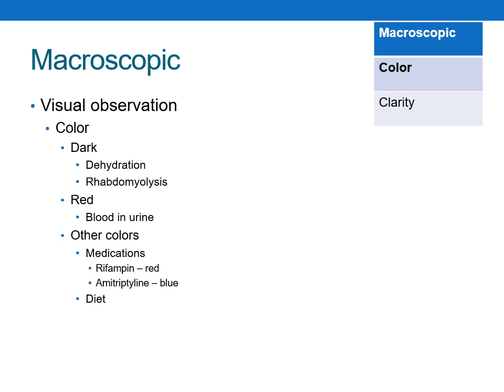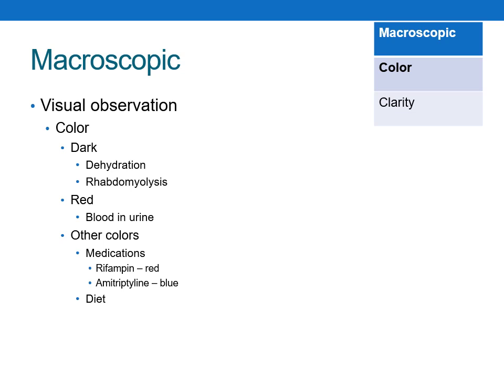The first part to discuss is the macroscopic evaluation, which is simply a visual observation of the urine. So they look at both color and clarity. This test can vary significantly depending on the person and is a very subjective test result. So the first thing that we're going to talk about is the color. And a normal color will be anything within the normal yellow range.